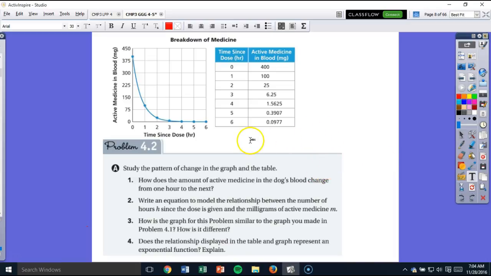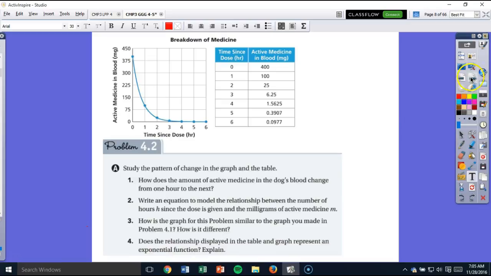In this problem, though, with our dog and its fleas, in part A we want to study the pattern of change in the graph and table as we were talking about before. How does the amount of active medicine in the dog's blood change from 1 hour to the next? Write an equation to model the relationship between the number of hours H since the dose is given and the milligrams of active medicine left, M. How is this graph similar to the graph we made in problem 4.1, and how is it different? Then, does the relationship displayed in the table and graph represent an exponential function?